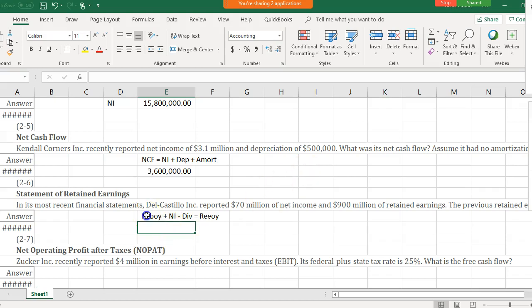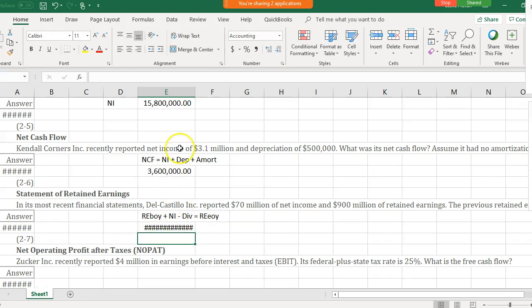And I meant to make this be a capital E right here. I think it changed it on me without me realizing it. And same here. Okay. So retained earnings beginning of year plus net income minus dividends equals retained earnings at the end of the year. Okay. So pretty easy to see here. My beginning retained earnings was $855.